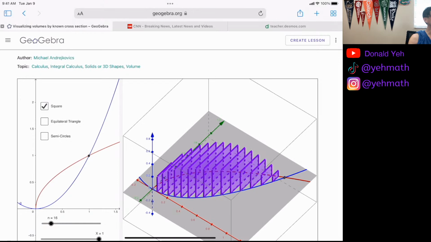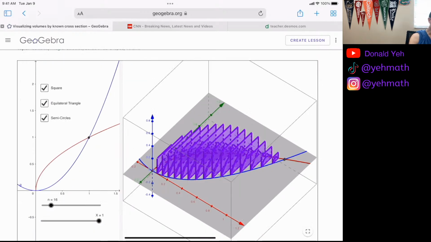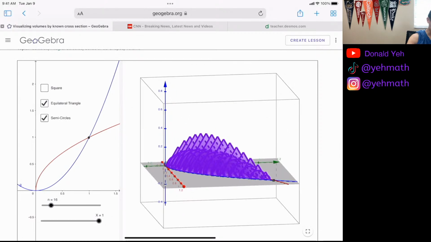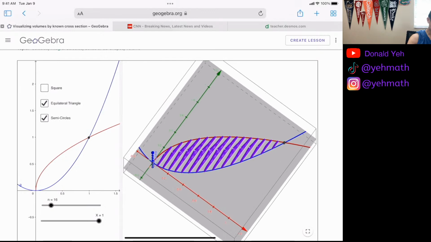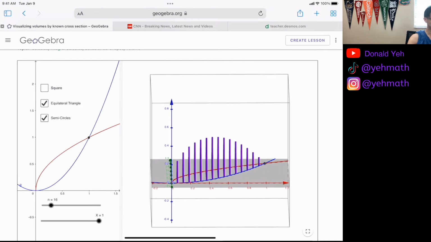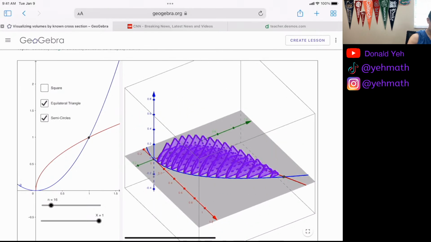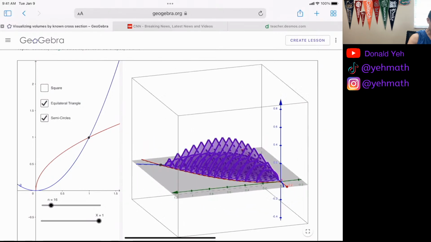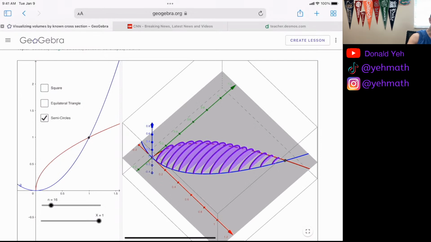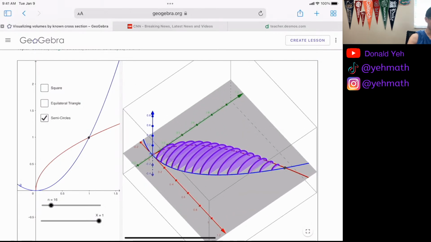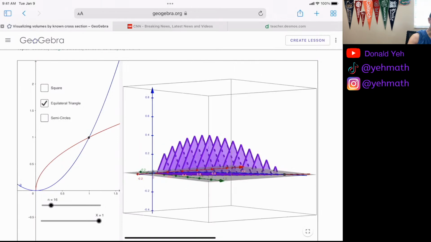That would be equilateral triangles. It's a semicircle, so these are shapes that you're going to see. It's pi over 8. And square is a regular square. And I'm going to write down everything for you. This is a semicircle.